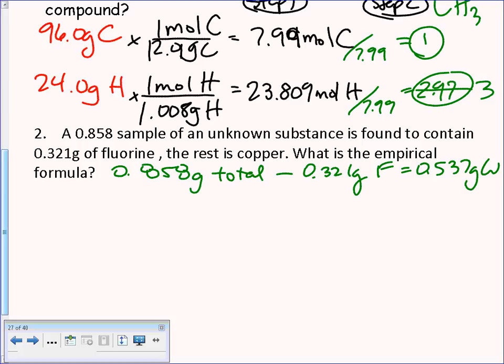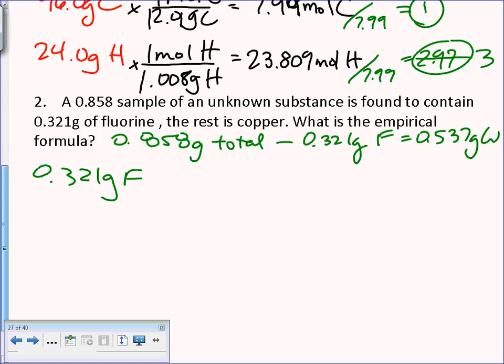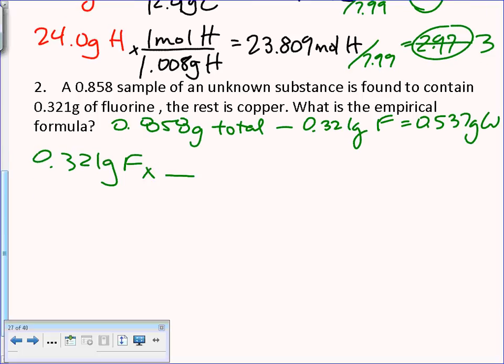Okay. So that number for fluorine and that number for copper are the only two important numbers now. The total is simply a way to get to the other elements. Okay, so I'm starting off with my 0.321 grams of fluorine. Next, times 1 mole of fluorine, 19 grams of fluorine.